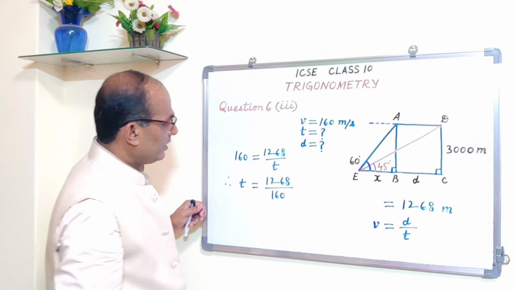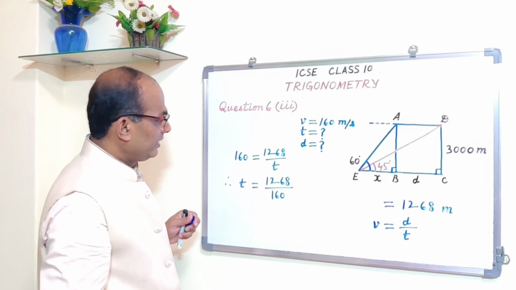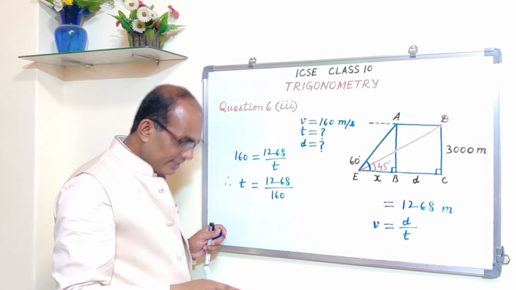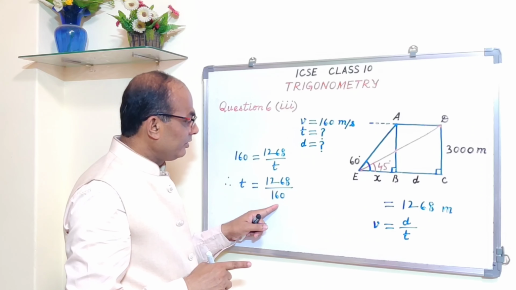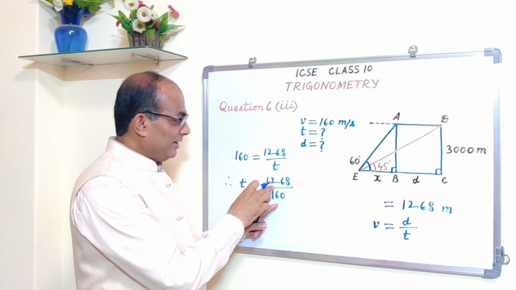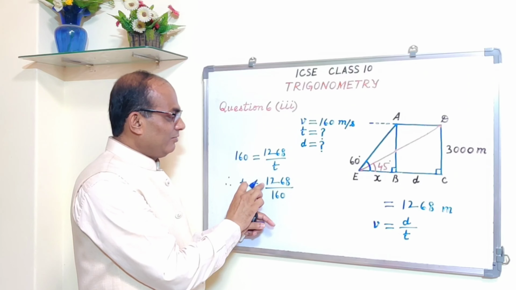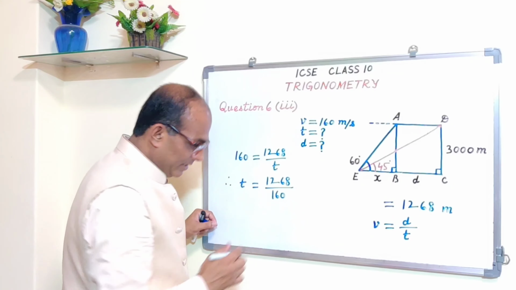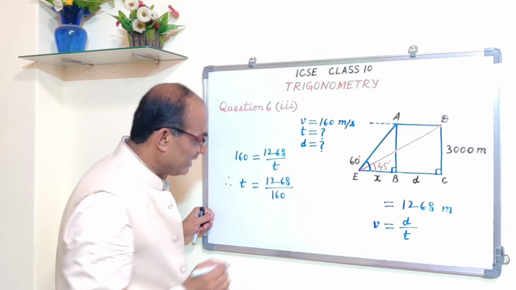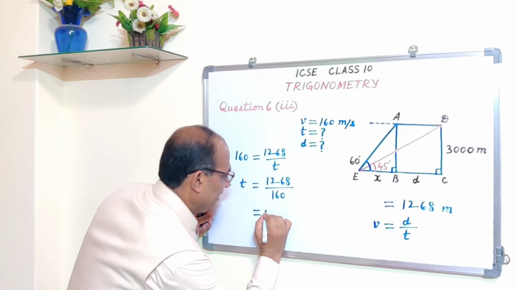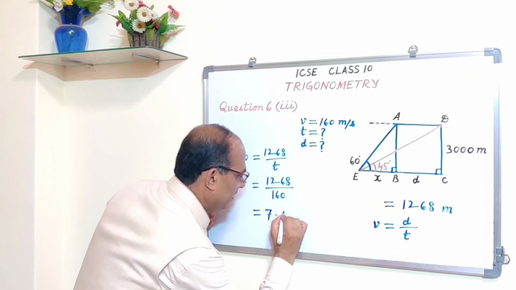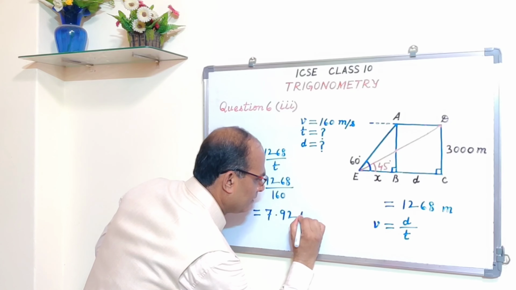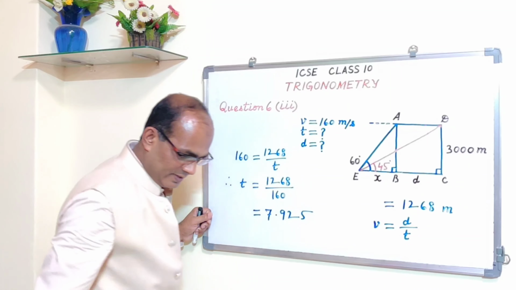Alright. 1268 whole divided by 160. Now when you divide 1268 by 160, how much do you get? You get 7.925.